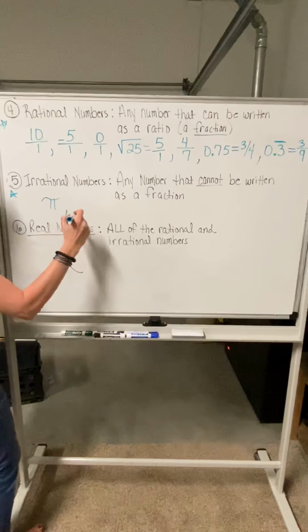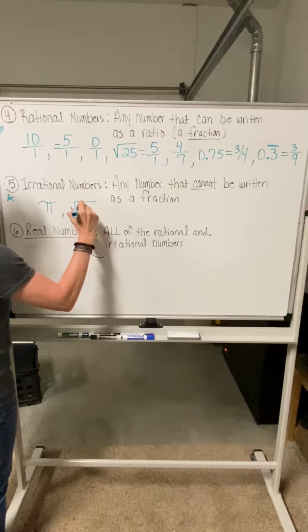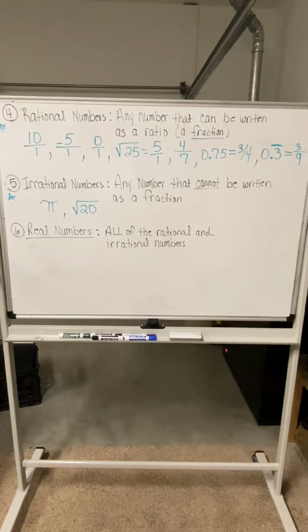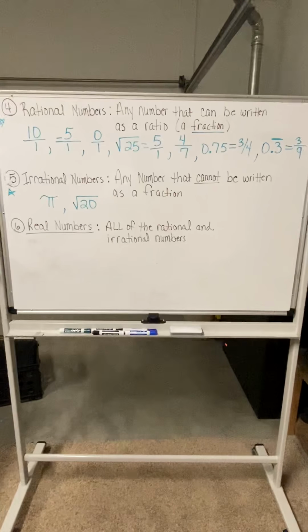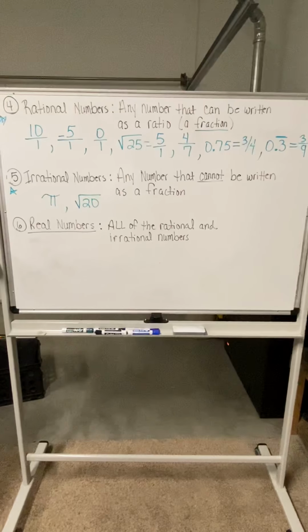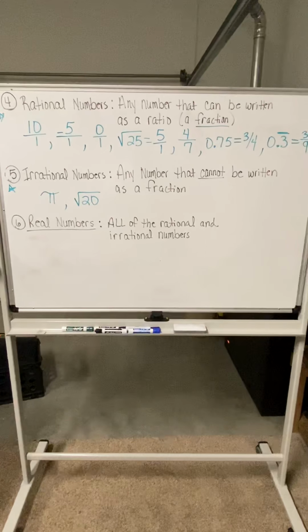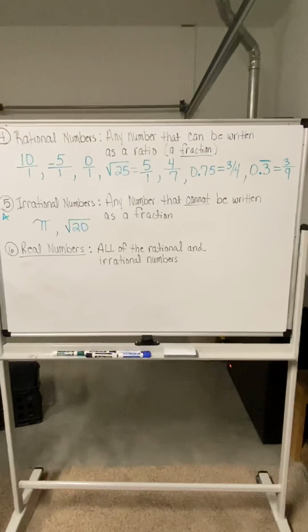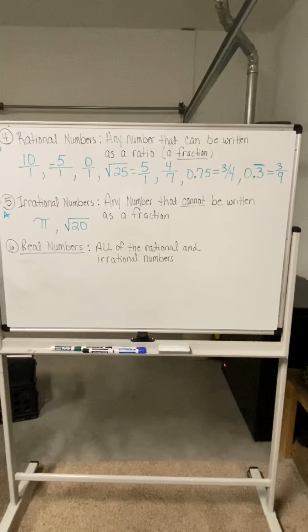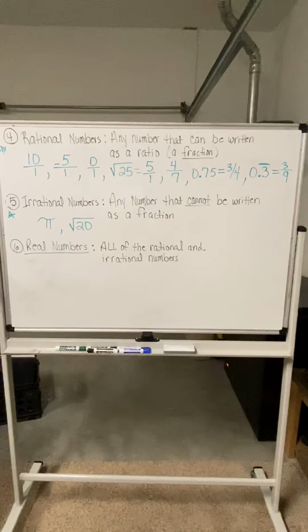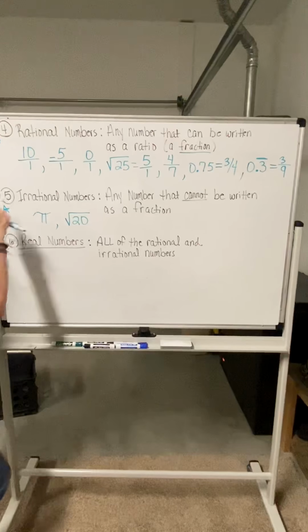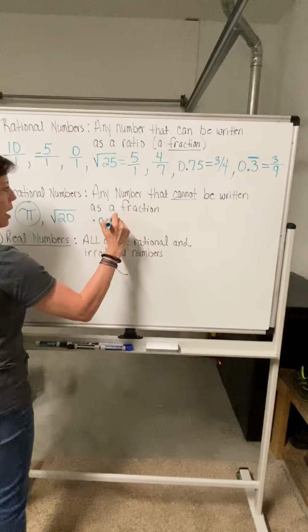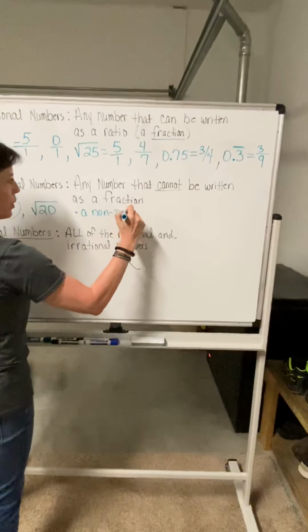The other example of an irrational number would be something like the square root of 20. 20 is not a perfect square. So if you punched the square root of 20 into your calculator, you would get something that I call a rambling decimal. It doesn't terminate and it doesn't repeat. It just goes on and on forever in a rambling pattern, and you can't write that as a fraction. So the main two categories for irrational numbers are going to be pi and a non-perfect square root.